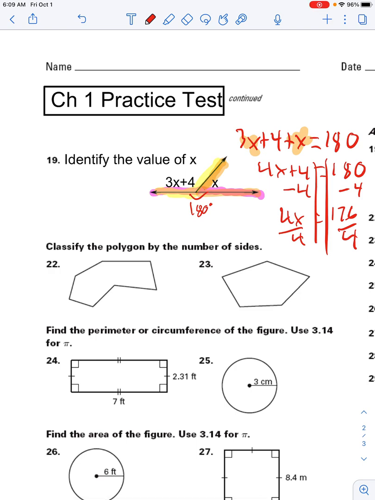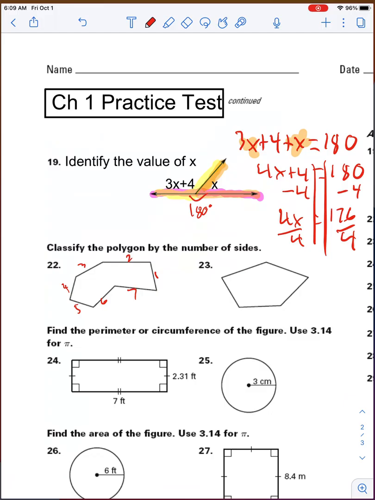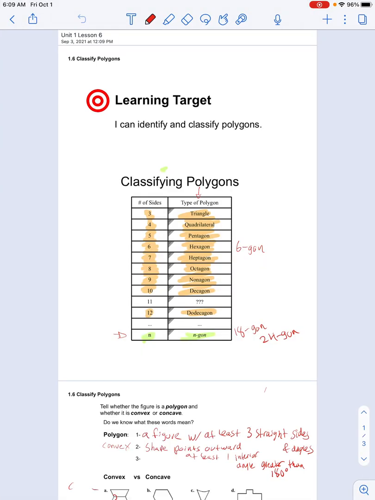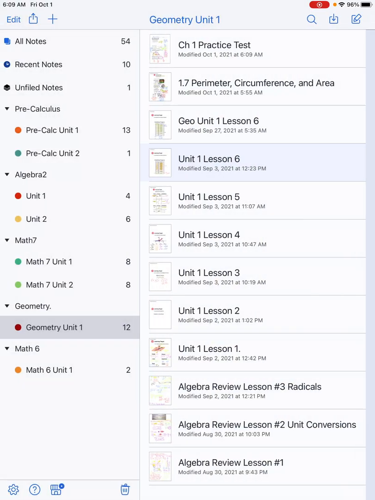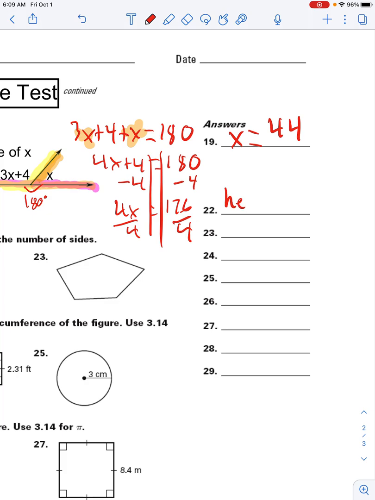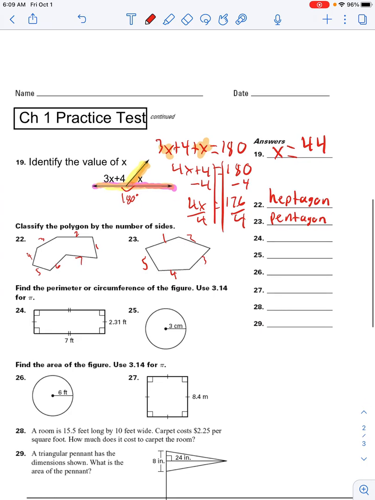Classify the polygon by the number of sides. 1, 2, 3, 4, 5, 6, 7. Again, if you needed to check your notes to review that, a 7-sided figure is a heptagon. So heptagon, and then 1, 2, 3, 4, 5. A 5-sided figure is a pentagon.